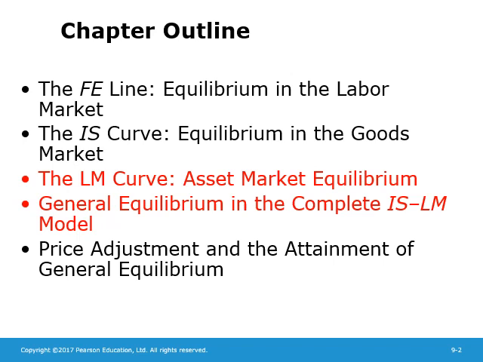So the remaining, third market is the asset market, and we will see how to derive the LM curve that represents asset market equilibrium. Then we will combine all three markets together in a general equilibrium framework. We will leave the last part, price adjustment and the attainment of general equilibrium, along with a numerical example on the ISLM, for the next lecture.